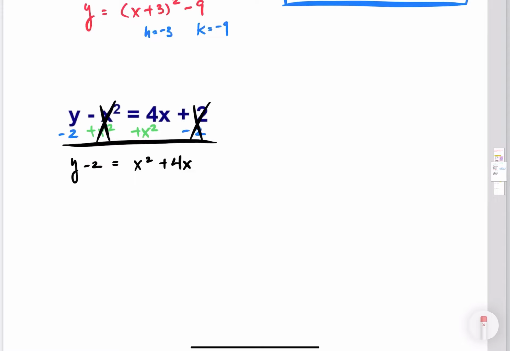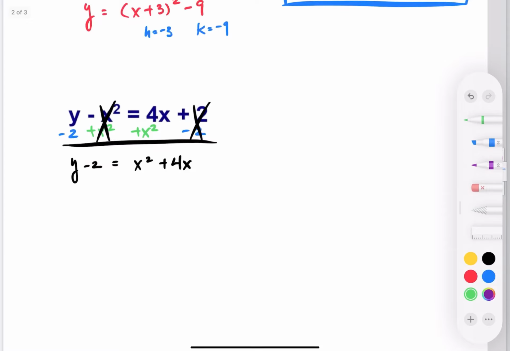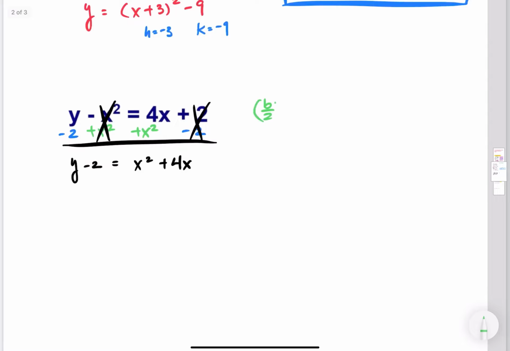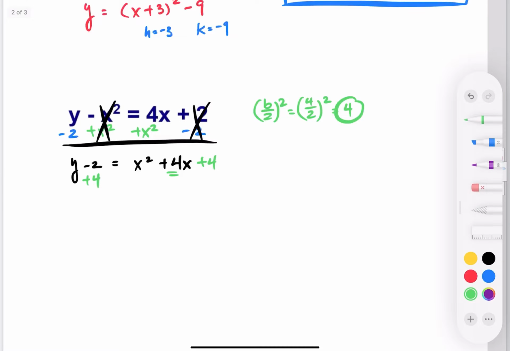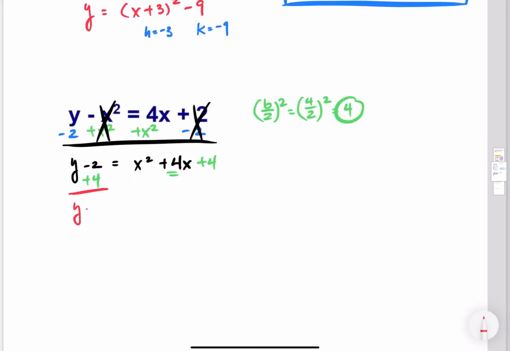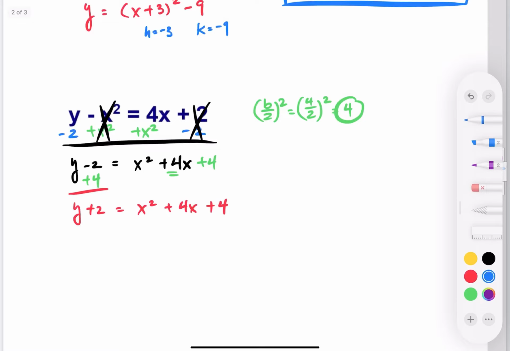So on the right, we almost have our perfect square trinomial. We just need to figure out what that c value is. Again, that means we got to do our b over 2 squared. In this case, b is 4. So that means 4 divided by 2, and we're going to square it. Well, 4 divided by 2 is 2, and 2 squared is 4. So we'll take that 4 and add it to both sides. When we add it to both sides, we now have y plus 2 is now equal to x squared plus 4x plus 4.